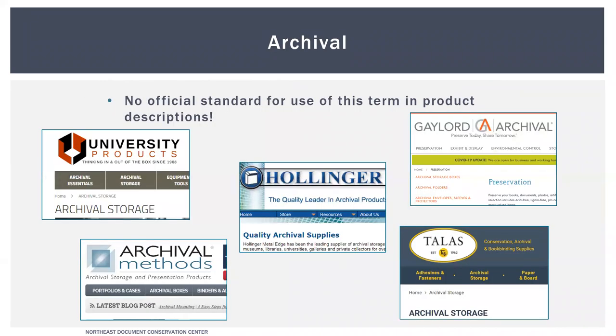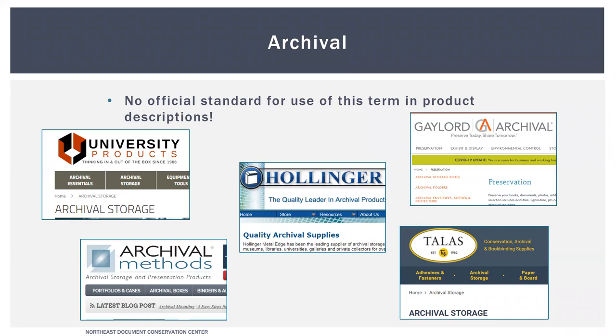We're going to talk a little bit about the term archival now. Unlike familiar food marketing items like organic or cage-free, there is no regulated standard that materials must meet to be advertised as archival. And yet, in these five little screen grabs from vendors' websites, the word archival appears a total of 19 times. So it must mean something, right?